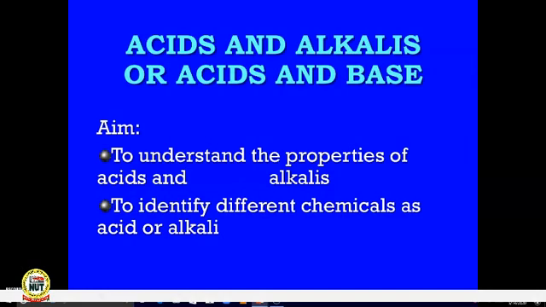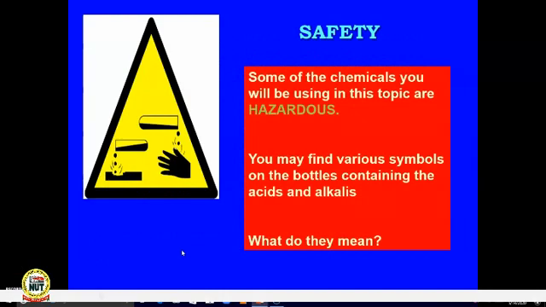The aim of this lesson is basically two. The first aim is to understand the properties of an acid and an alkali, meaning how do I know if this is an acid and how do I know if this is an alkali. Then from there we're going to move on to the second objective, which is to identify different chemicals as acid or alkali or base, meaning we make use of different kinds of chemicals every day in our home, at workplace, and everywhere we go. However, we don't even know which of these chemicals are either alkali or acids. So this lesson is going to take you through all this, and trust me, you're going to like it and you're going to enjoy it.